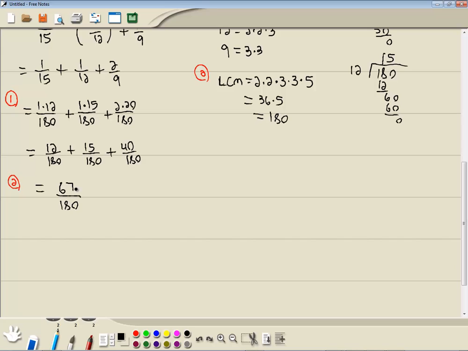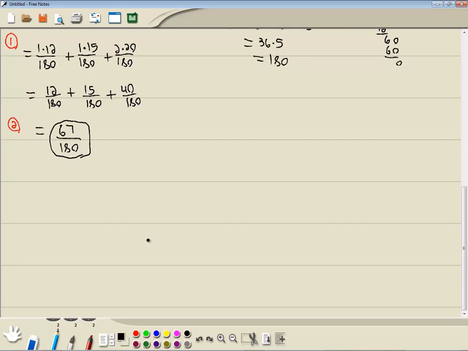67 is not divisible by 2, because the last digit is not 0, 2, 4, 6, or 8. It's not divisible by 3, because if I add these digits together, 6 plus 7 is 13. 13 is not divisible by 3. It's not divisible by 5, because the last digit has to be 0 or 5. And I don't think it's divisible by 7, 11, and so on. So that would be our answer.